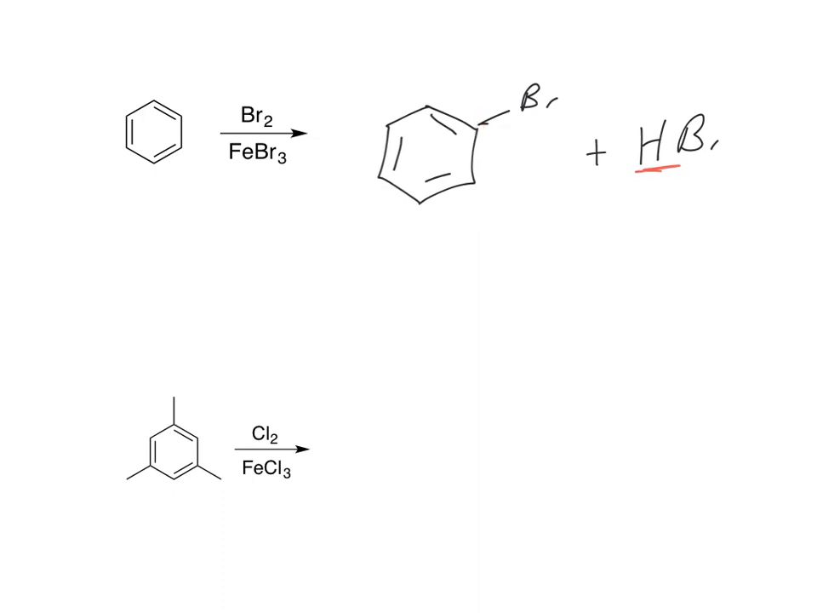Alright, so the key thing with this is that the iron tribromide is your catalyst. Right, so it just makes the reaction go by making the bromine a better electrophile. And then we add only one halogen. Right, so we only add one of them, and we keep all the double bonds in the benzene ring.